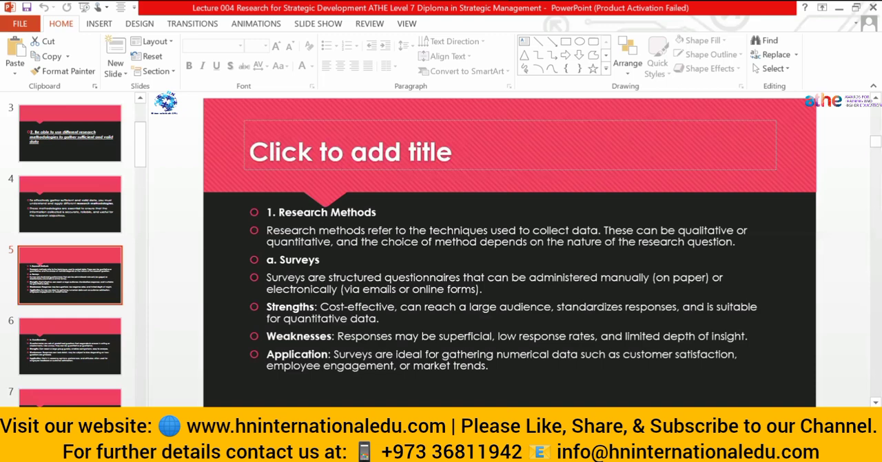Application. Surveys are ideal for gathering numerical data such as consumer satisfaction, employee engagement, and market trends. Now, if I talk specifically about satisfaction of the consumer, there's a score called CSR score in which we see whether the person, an individual, is happy with the experience of the product, of food, or anything.